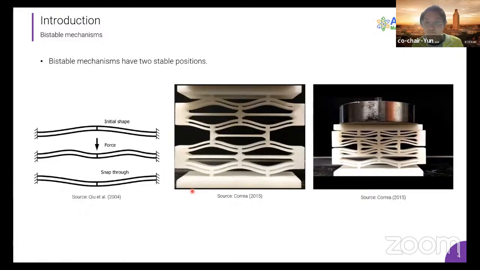Bistable mechanisms are a type of compliant mechanism that have two stable positions, and on these two images here, there is an example of one developed by Correa at the University of Texas. It is composed of curved beams here, and when they are compressed, they go to a different stable position as shown in this image here. The first image shows the process that the beams are submitted to. A force is applied and then they snap through to the second stable position.